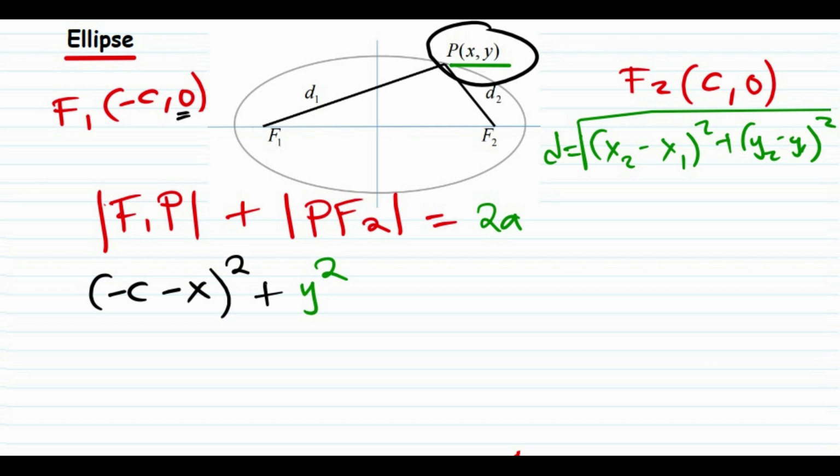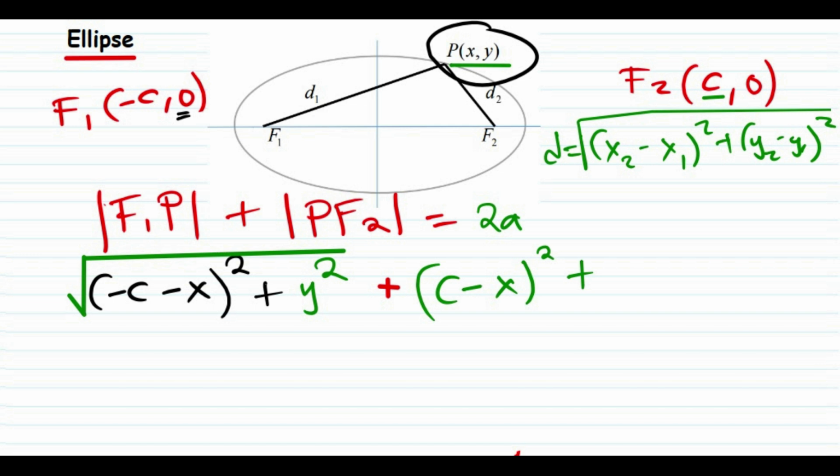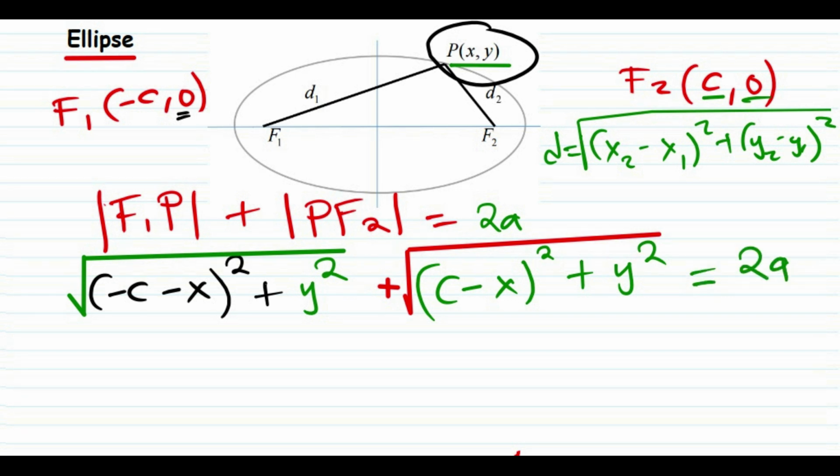That's for the first part. Remember, this is supposed to be the square root, since you're dealing with a distance. Plus the other distance, P to F2. Our F2 has c for its x, so c minus x squared plus y minus 0, which will still be y squared, all under a square root. Then this is equal to a constant, 2a.